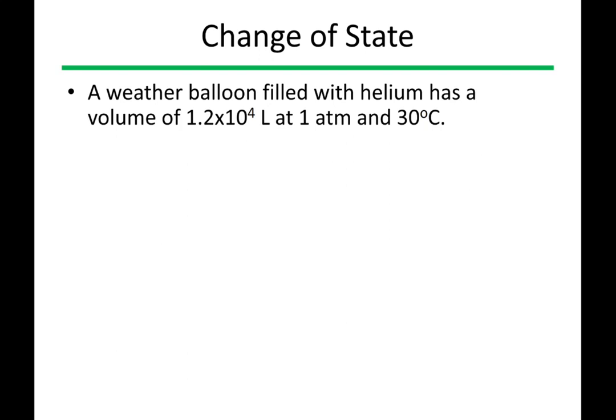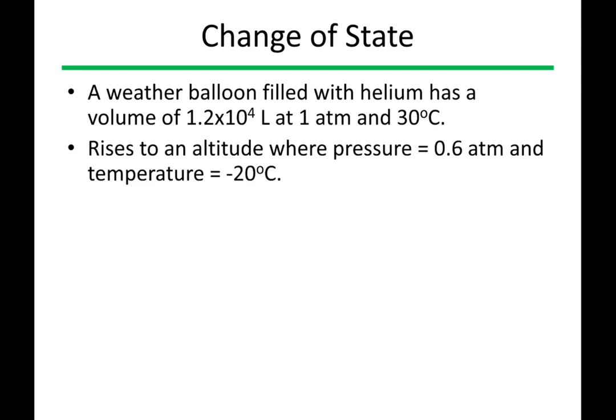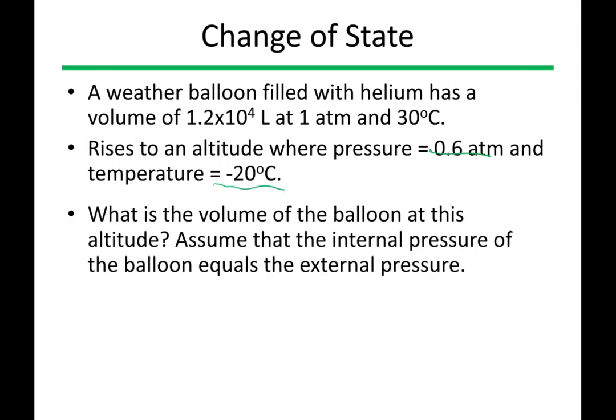We have a weather balloon that's filled with helium, which usually behaves as an ideal gas since it's very unreactive, and it has a volume of 1.2 times 10 to the 4th liters and 1 atmosphere at 30 degrees Celsius. What we're going to do is let this balloon rise to an altitude where the pressure is now lower and the temperature is much colder. And what we want to find is the volume of this balloon at the new altitude.